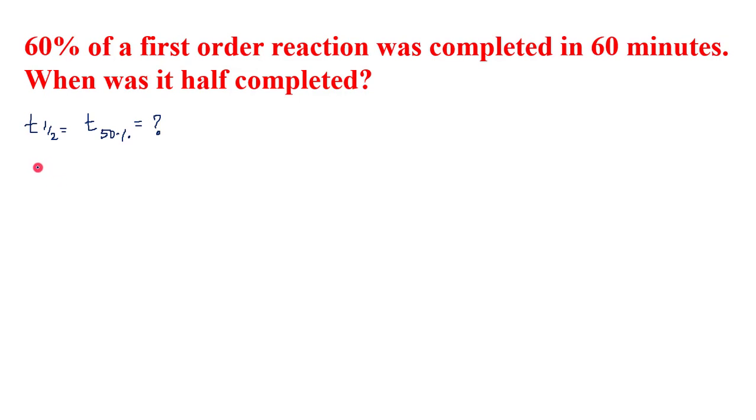But here they did not mention the k value. Rate constant is not given to you. If the rate constant was given, then you would have directly calculated t half. But since the rate constant is not given, you have to calculate the rate constant first, then you can go with half-life. They have given that 60% of the first order reaction was completed in 60 minutes, which means the time required for 60% completion is equal to 60 minutes.